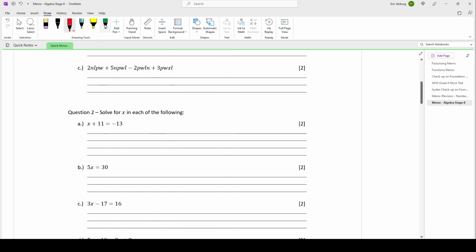Next up, we've got another thing with lots of letters. So let's see which are like terms. NLPW, NLPW, so these are the same. NLPW, that's the same. This one is not the same. So these first 3 are like terms. They've got the same letters with the same exponents. So let's add them. 2 of them plus 5 of them is 7 of them, minus 2 of them is 5 of them. So here we've got 5NLPW, plus this one just stays like it is, 3PWXL. And again, you can swap around the letters, that doesn't matter.